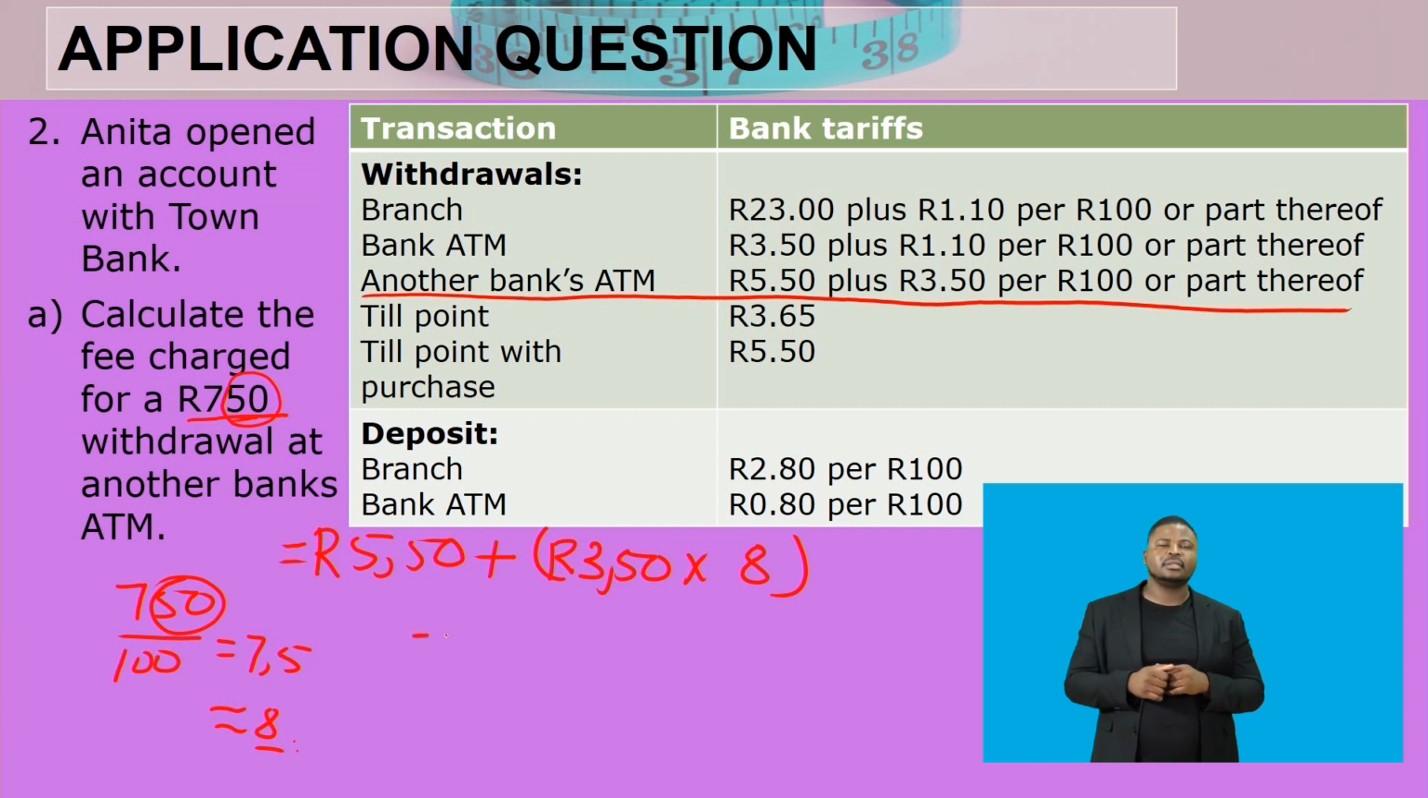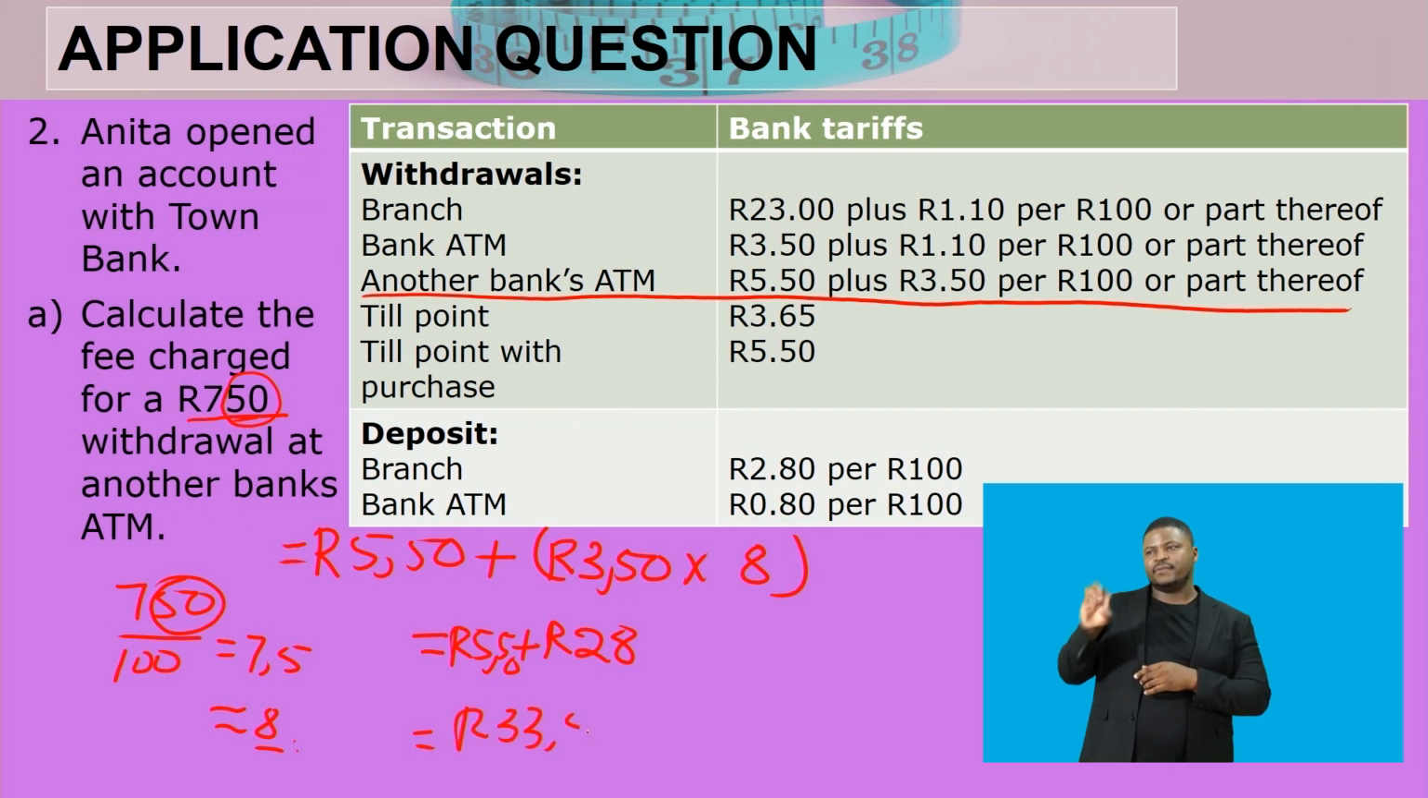So we start with what is in our brackets. We say 3 rand 50 multiplied by 8, which gives us 28 rand, plus the 5 rand 50 that was not touched. What is 28 rand plus 5 rand 50? It gives us 33 rand 50 cent. It means Anita will be charged 33 rand 50 cents for withdrawing 750 at another bank's ATM.